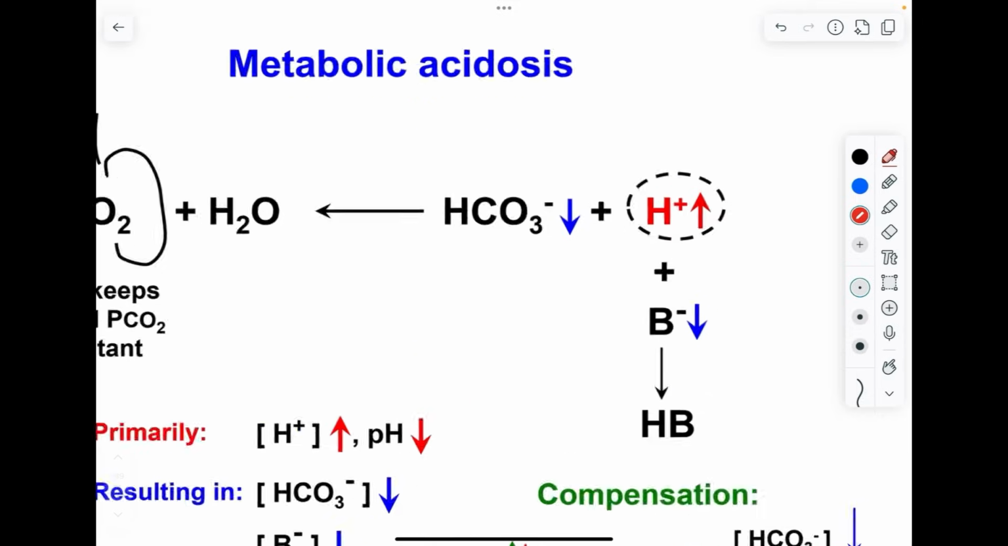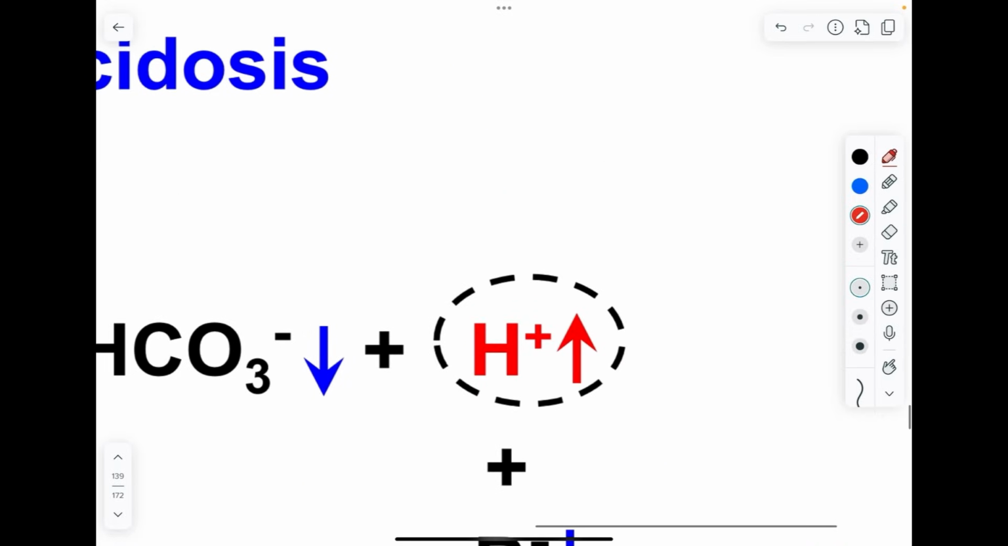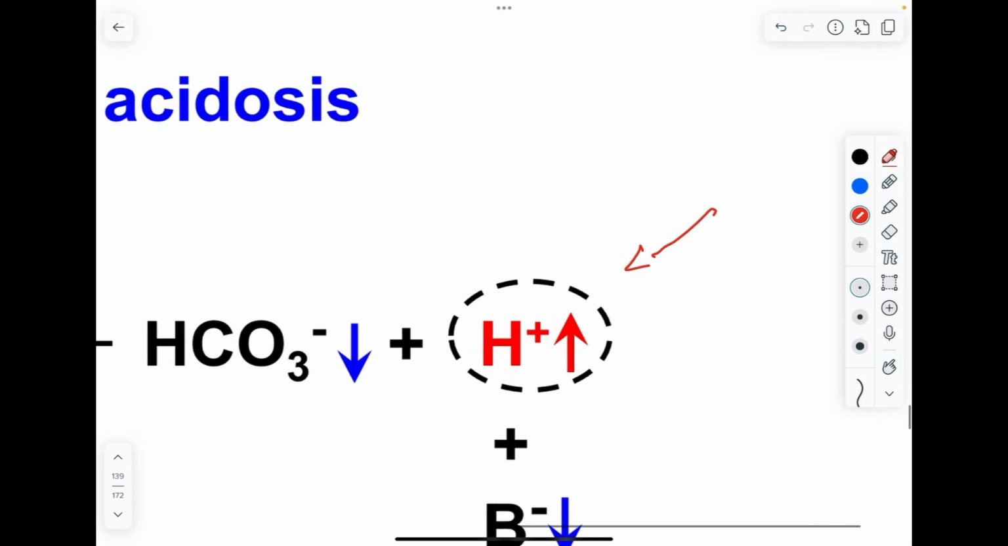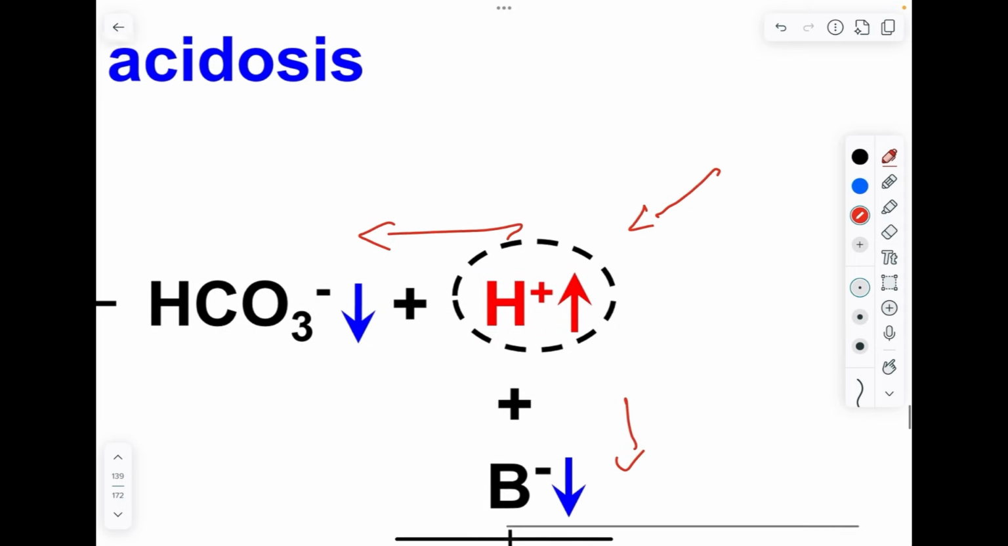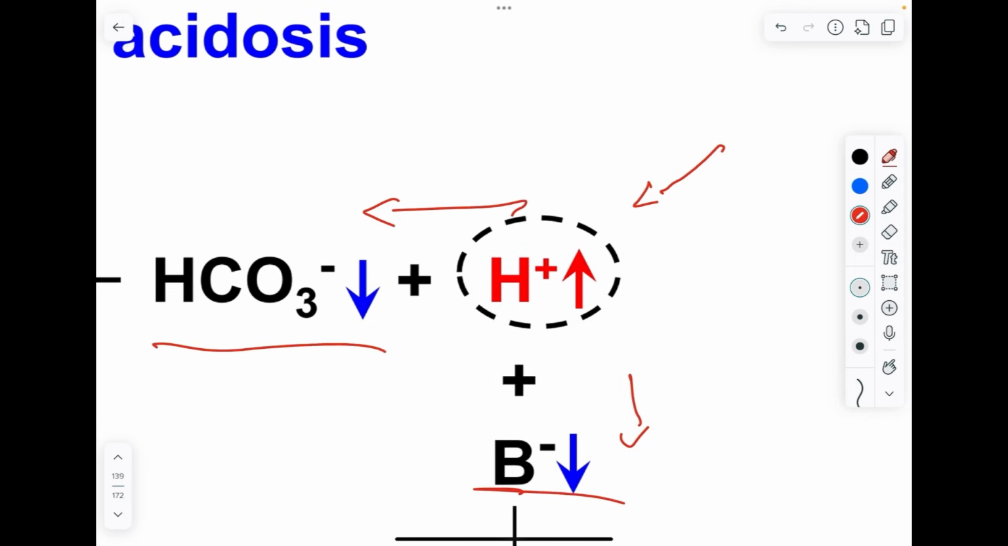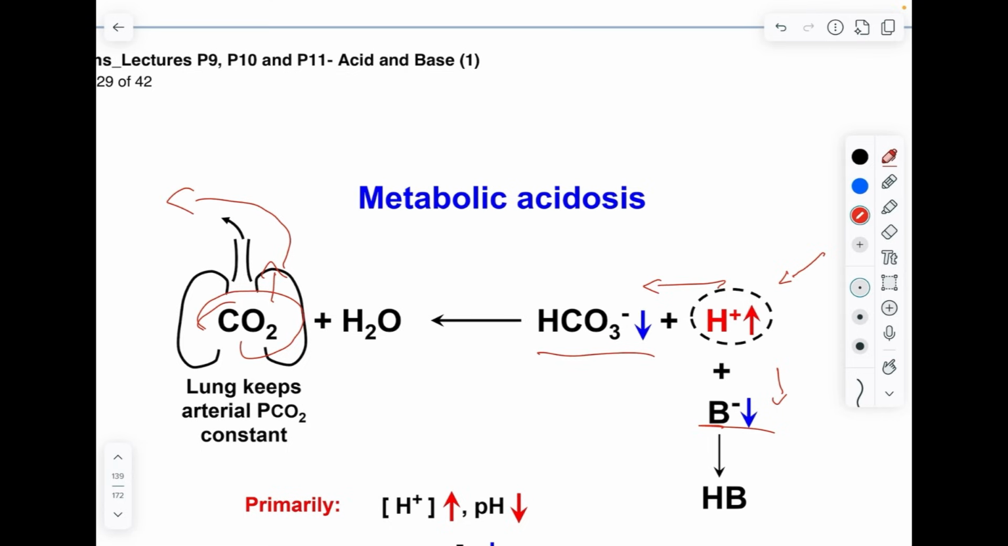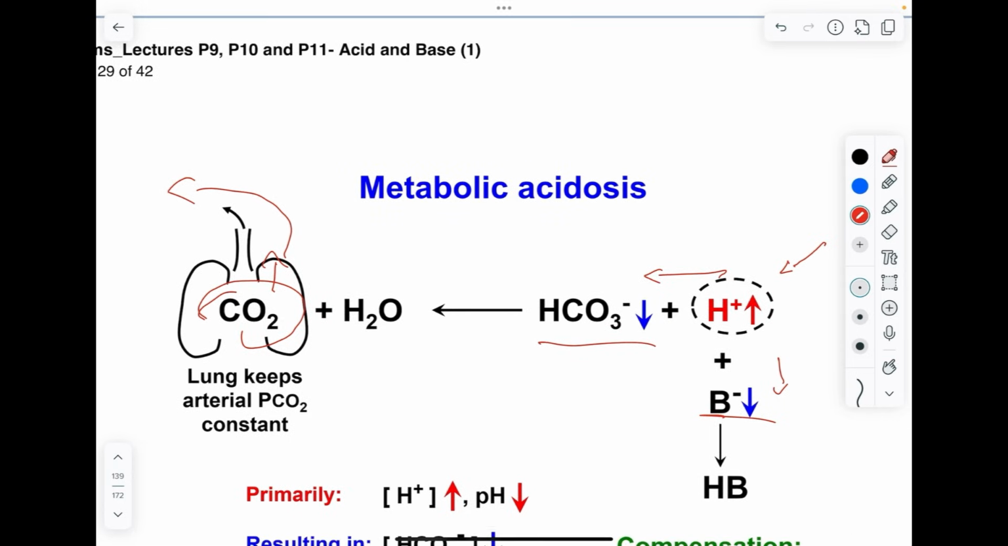Now for metabolic acidosis. Metabolic acidosis means that the problem is coming from the H plus itself. It's not the CO2. So when you increase the H plus, some of it will bind here, some of it will bind here, and both of these will be lower than normal. Now what about CO2? It will not be affected. Why? Although more CO2 will be formed by this reaction, the lungs are keeping it constant. The patient might just have some hyperventilation too.